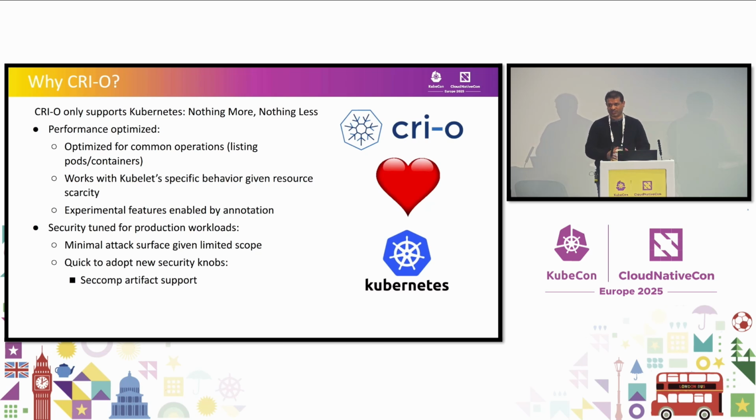We also have experimental features being developed in CRI-O. We use annotations for that. CRI-O is also designed from the security point of view: because it only targets Kubernetes, the attack surface is very limited. There is no other way to use CRI-O other than via Kubernetes. That is where we believe minimizing this attack surface helps make CRI-O a more secure CRI runtime. We are also very quick to adapt to new security norms. For example, we have SecComp artifact support. Essentially, you can have your SecComp configuration kept in a registry, and we'll pull it and apply the SecComp profile.